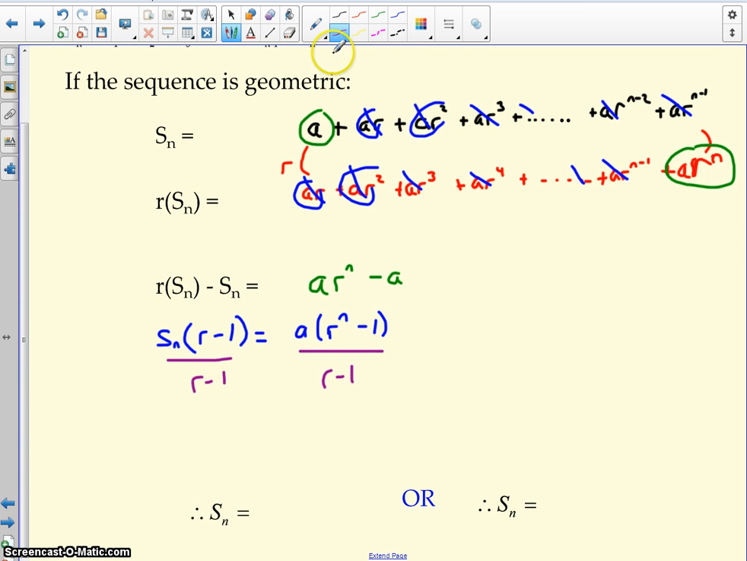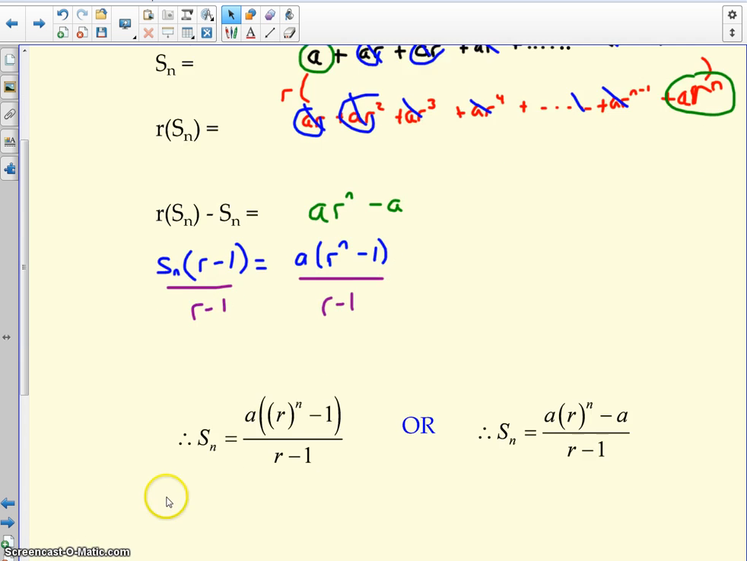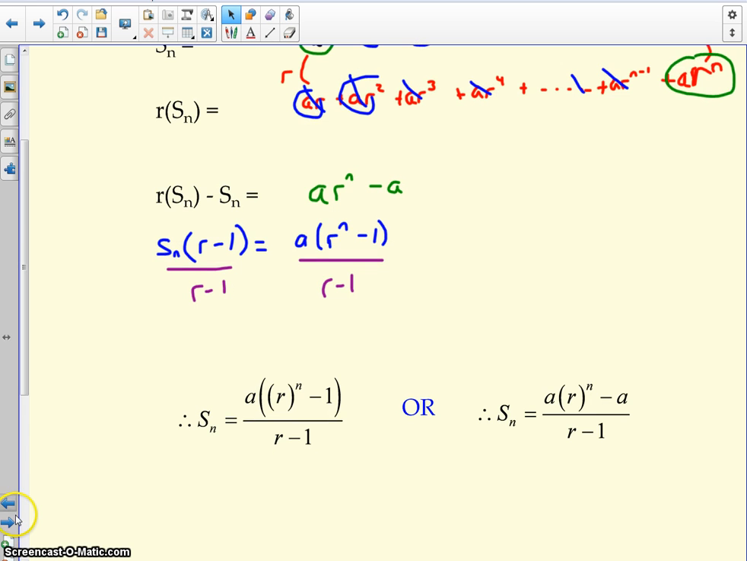and all of a sudden Sn is now isolated, and I get a formula for a geometric series, which is a times bracket r to the n minus 1 all over r minus 1. If you want, you can have a different form of the equation where the a is multiplied through this bracket, but that's not necessary. This equation here is a little bit easier to work with. So again, now we have a formula for the sum of a geometric series. Now let's use this formula to hopefully shorten up some of the problems we can do.